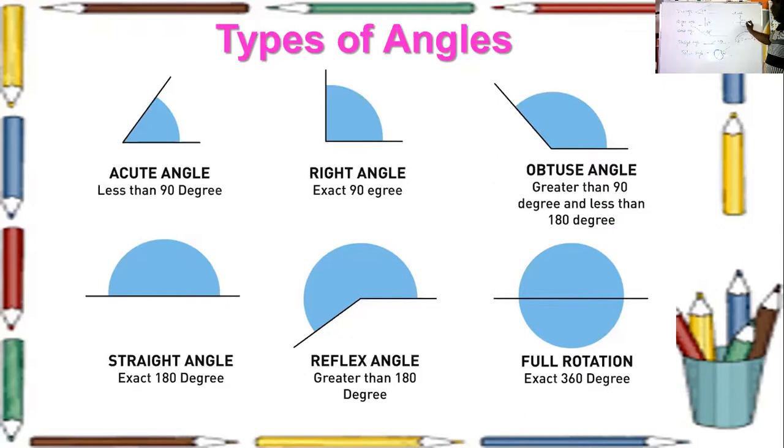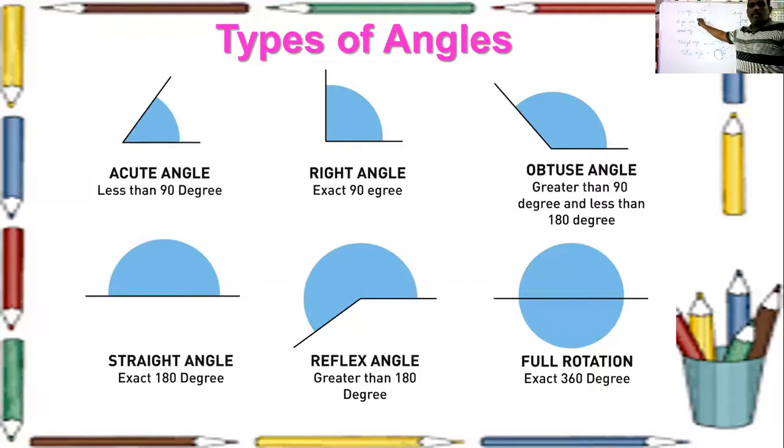Full rotation, complete. Above one straight angle, below one straight angle. So 180 plus 180, which is 360. 360 is called full rotation or complete angle. If this acute angle is removed, the balance will be the reflex angle. Reflex angle means 360 minus this acute angle. So these are the examples for the definition.